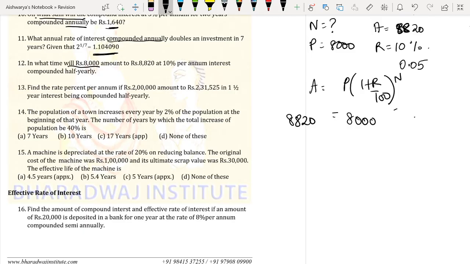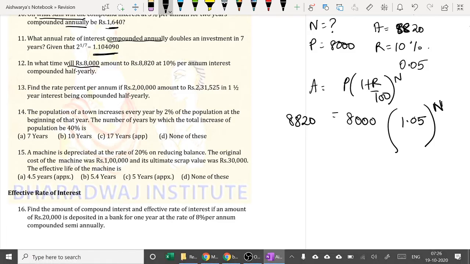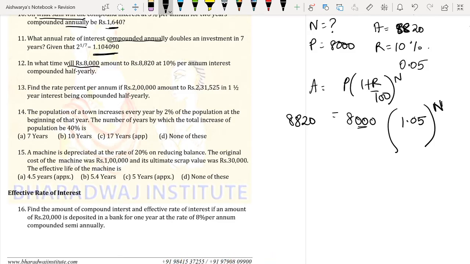Here we have 8,000 into 1 plus r by 100. So 1.05 the whole power n. This is what we are going to have. Okay, so 8,820 divided by 8,000 on your calculator. What you get is 1.1025. This is equal to 1.05 the whole power n.